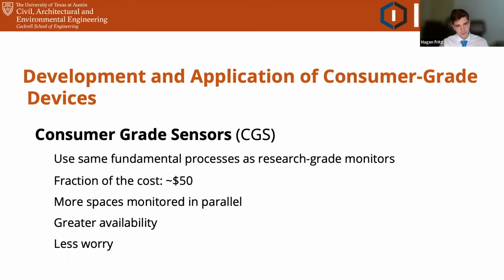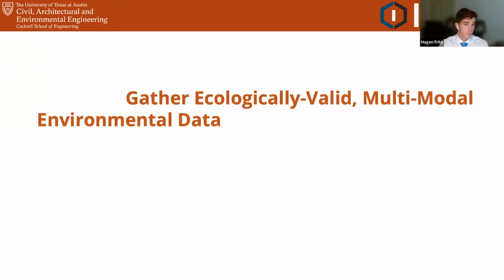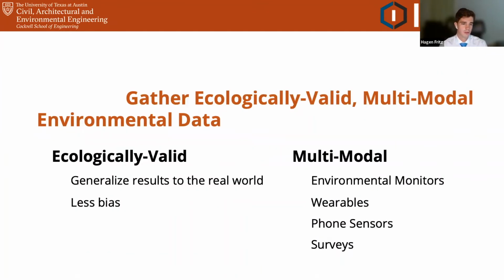So then we can use these consumer grade sensors to gather ecologically valid and multimodal environmental data. In terms of ecologically valid, we essentially want to run an experiment where the participant doesn't even realize that they're in an experiment, right? This allows us to generalize those results to a larger portion of the population, rather than bringing participants into a sleep clinic or having these loud sensors that tick every time they measure. Ideally, they wouldn't even realize that those sensors are there. So this introduces less bias into our results, and that's why the ecologically valid component is a key component.